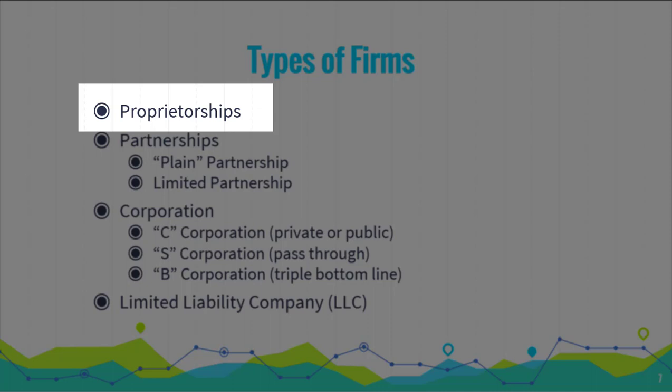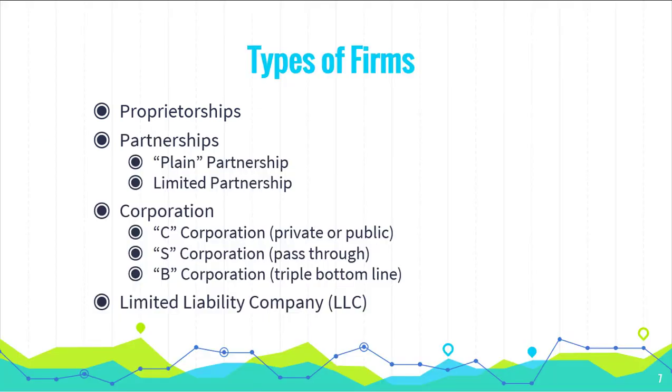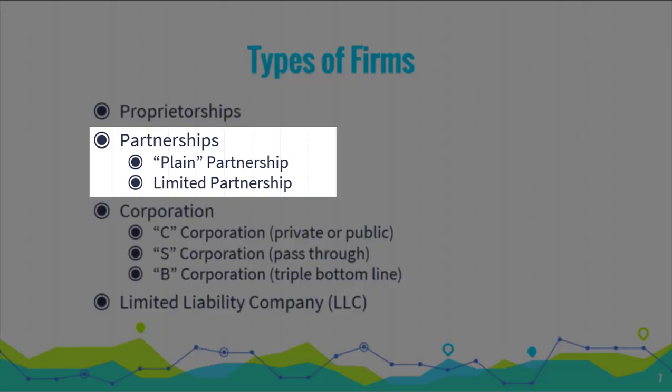The big downside is that these firms have unlimited liability. Another drawback is that the access to capital is limited. It's largely limited to the capital that the sole proprietor brings to the table. A second category of firms is partnerships. Here we'll just look at a couple of kinds of partnerships.